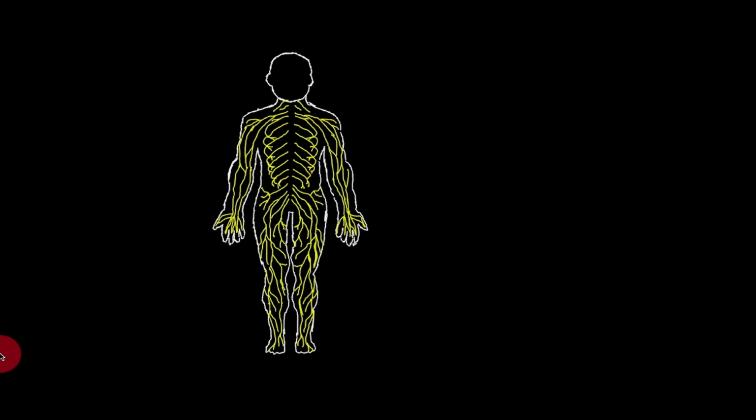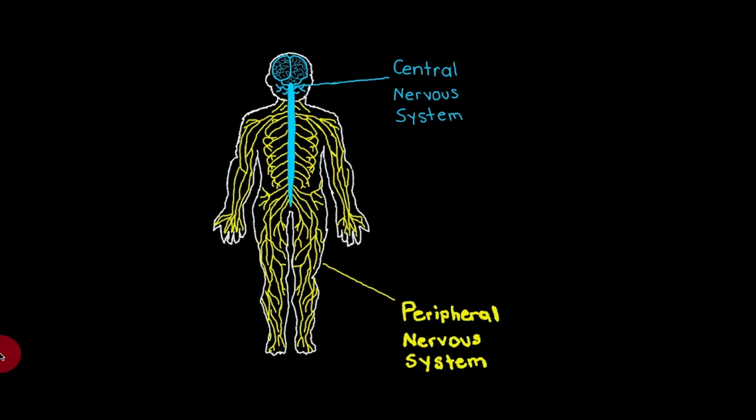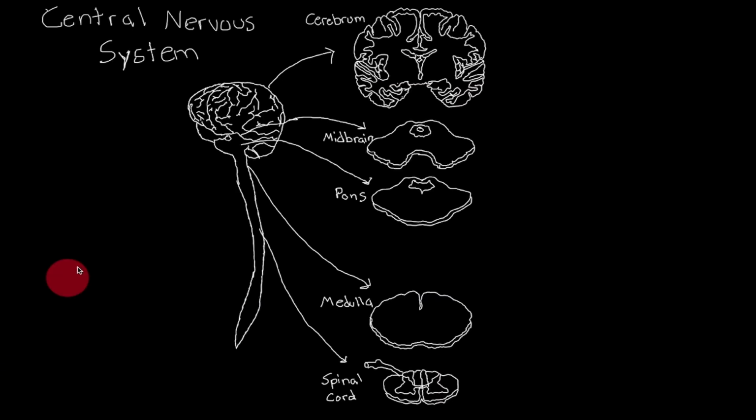Before we get into the reticulospinal tract, I'm going to do a quick overview of the nervous system. Within the body, you have peripheral nerves that send and receive signals to and from the central nervous system. The central nervous system is comprised of the brain and the spinal cord. And we're going to break it down a little further. As you can see here, we have cross sections of the spinal cord, medulla, pons, midbrain, and cerebrum.